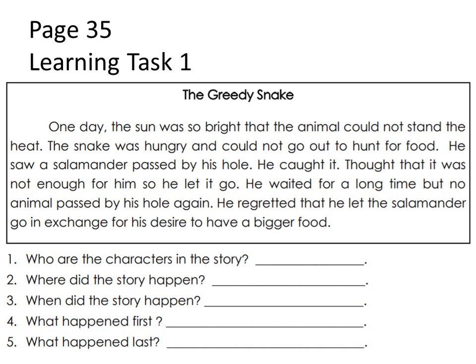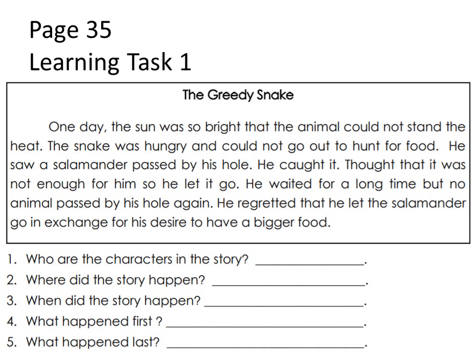So now let's answer number 1. Just write in your notebook, page 35, learning task 1. And then number 1. Who are the characters in the story? Just write the name of the character of the story. Go. Number 2. Where did the story happen? What place did the story happen? Just write your answer there. Then number 3. When did the story happen?